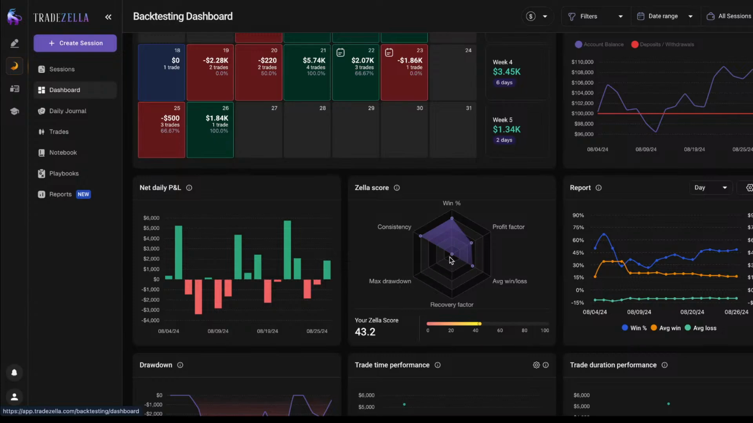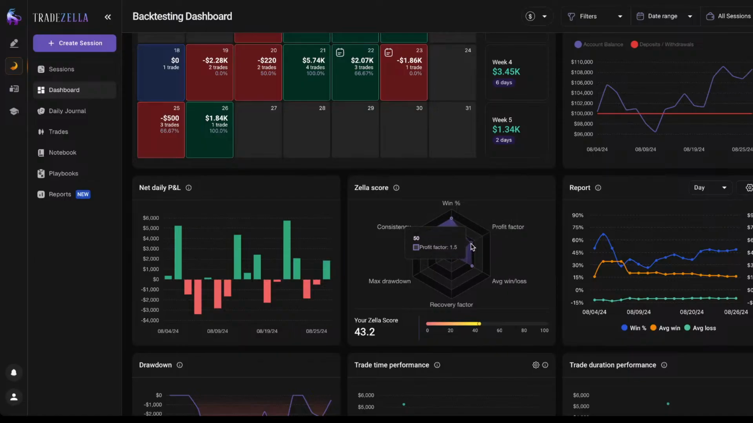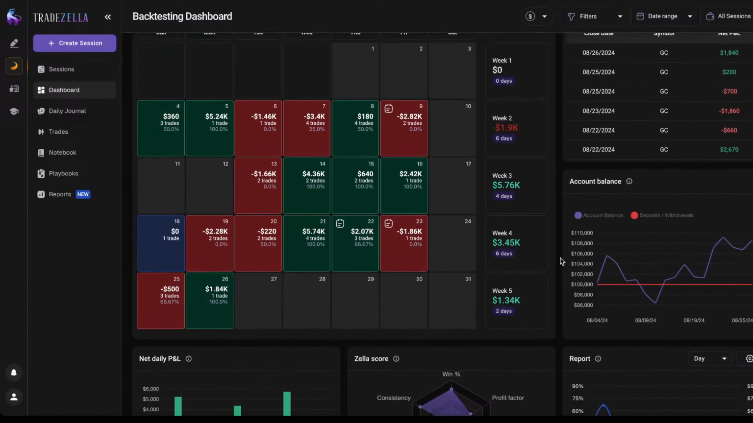I don't know how to get this max drawdown recovery factor. I don't know why this isn't moving, but this looks good. I guess profit factor needs to be better. 1.5, like, what do you want? Average win to loss. Come on, Zilla, really? I get a 40? I've been trading it up, dude.